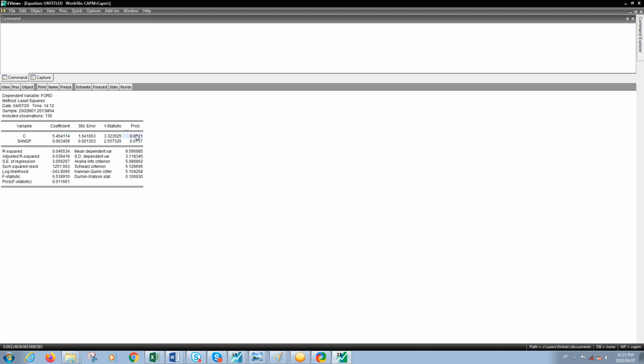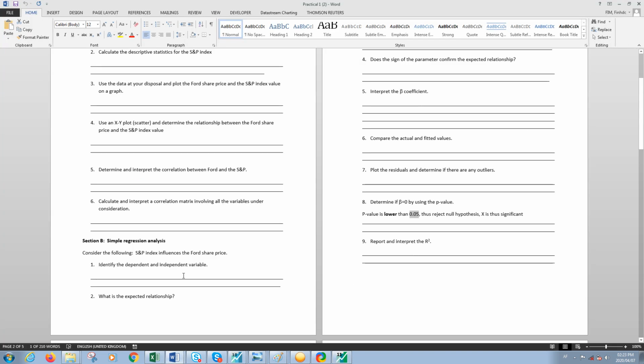We don't care about the p-value of our intercept. We only care about the p-value of our explanatory variable. Lastly, report and interpret R squared. Okay, remember R squared is the square of our correlation coefficient.